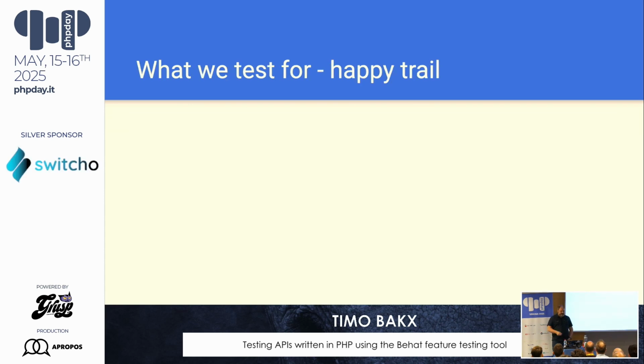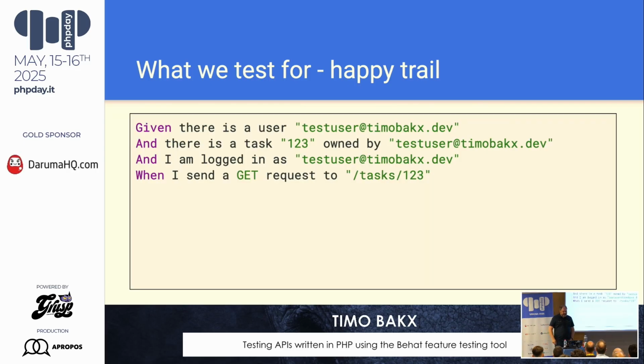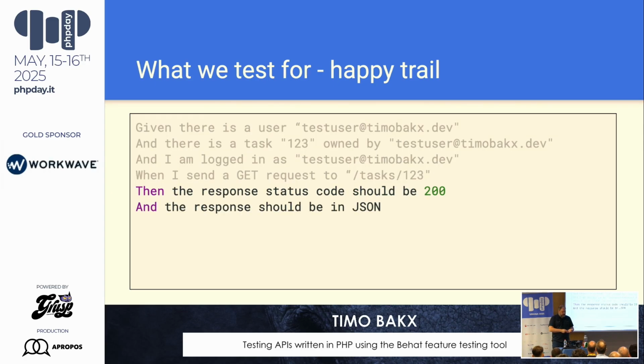So the testing itself. Let's start with a bit of happy path testing. I have my setup for my task. I make sure that there is a user. I make sure that there's a task that is owned by me, so it's actually visible. I make sure I'm logged in. And I send a GET request. Then the response status code should be 200. The response should be in JSON. This is the most simple version of your happy path. Having these kind of tests actually makes sure that you don't break something.